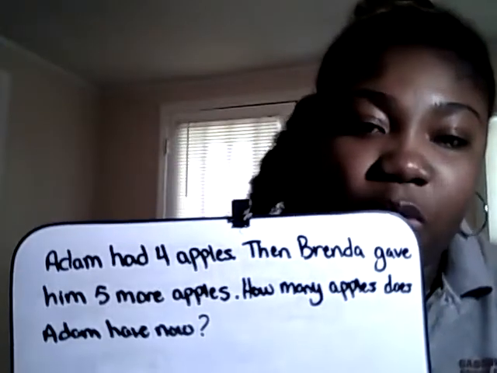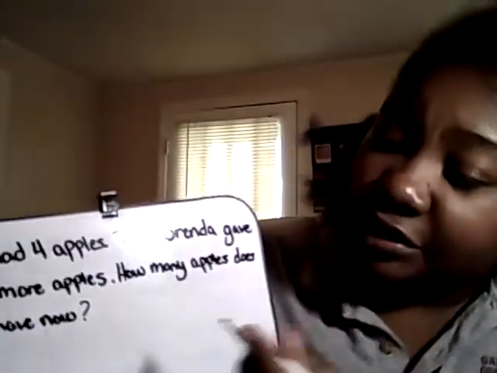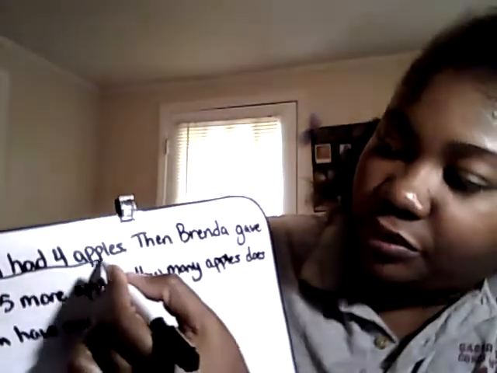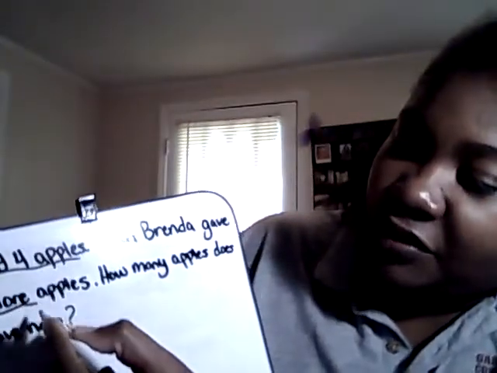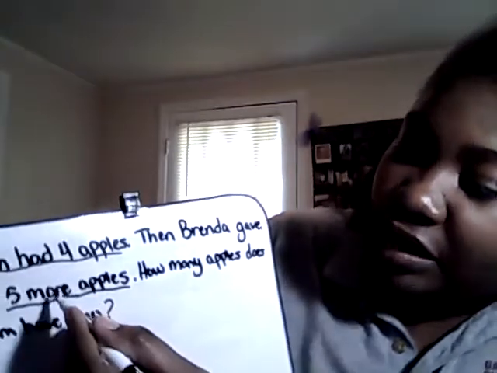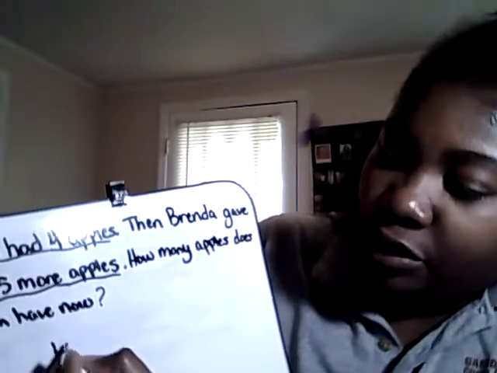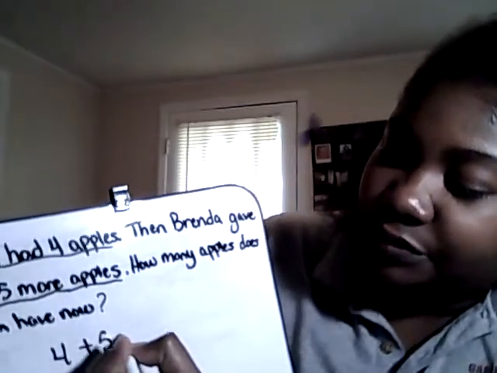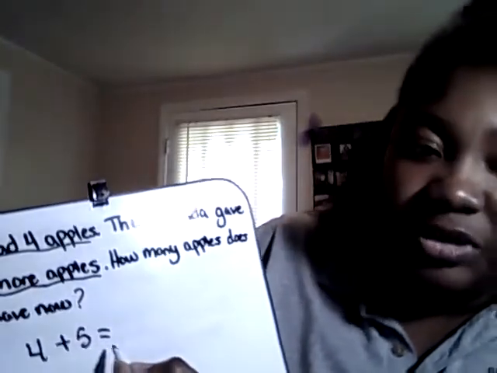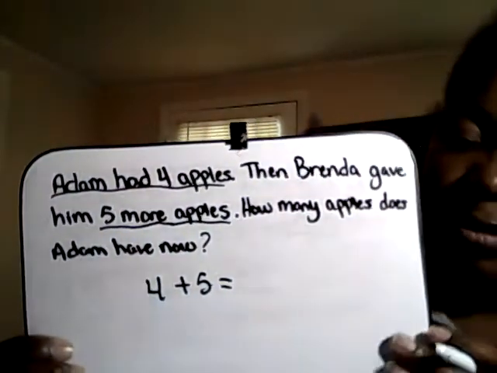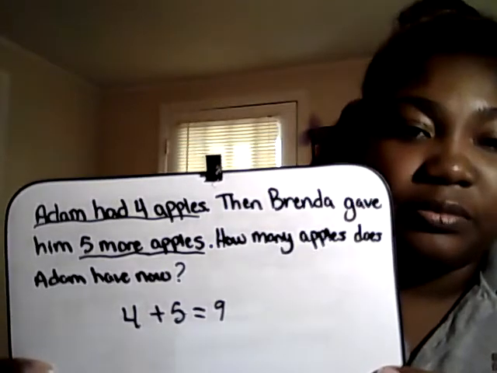So this is just a simple word problem. And so I'm going to go ahead and underline what information it's giving me. So Adam had 4 apples. Then Brenda gave him 5 more apples. So more is a keyword, so I know that I'm going to add. So 4 plus 5. It says, how many apples does Adam have now? So all I do is add those two numbers together. And 4 plus 5 is 9. So now Adam has 9 apples.